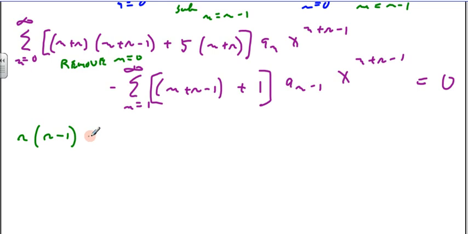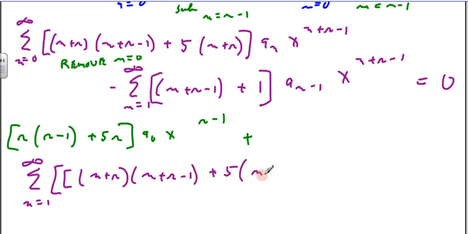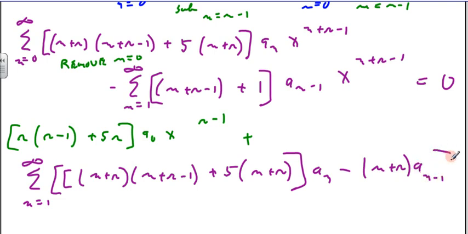I have a plus 5r, a0 x to the n plus r minus 1. No, n is 0, so just r minus 1. The r minus 1 plus summation n equal 1 to infinity, n plus r minus 1 plus 5 n plus r, a_n minus n plus r a_(n minus 1) times x to the n plus r minus 1 is equal to 0.